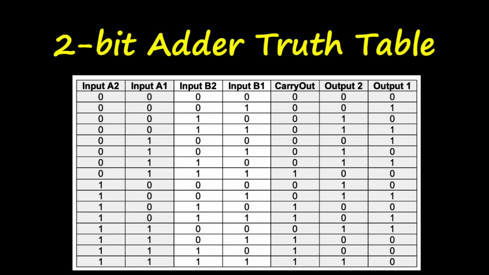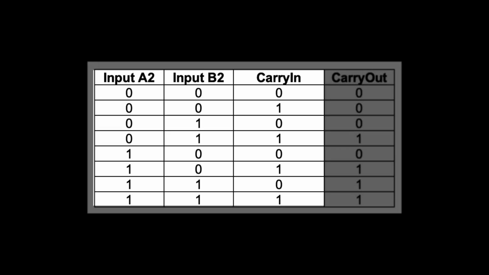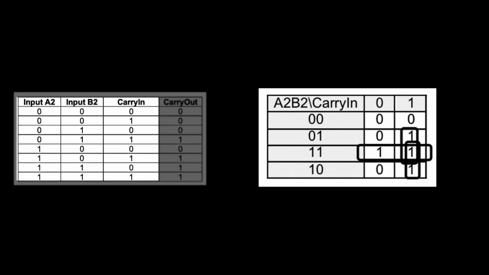Now, let's return to the strange carryout function from the previous video and see if we can use a Karnaugh map to figure out the algebraic expression and its schematic. Where? Back to the future. As a reminder, here's the truth table. And here's the Karnaugh map we create from that truth table.